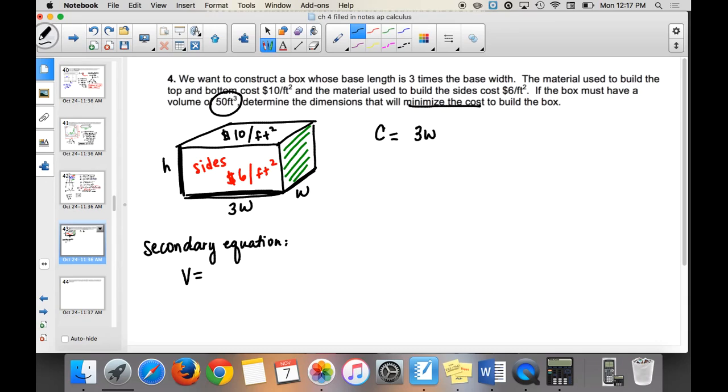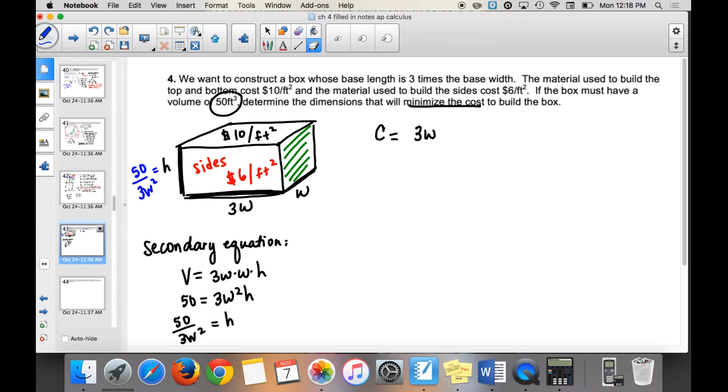So our volume is going to be the length times width times height. So it's going to be 3W times W times H. Would you be able to solve for H? Yeah, so 50 is V, so we get 3W squared H. So H is going to equal 50 over 3W squared. We're going to use that in our equation. You with me? So that way it's going to be a single variable.